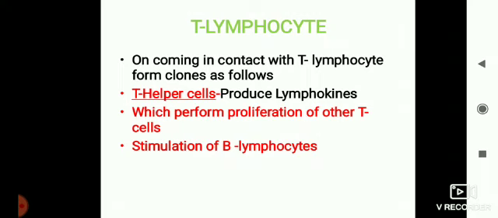If in the examination the question comes, write a note on T lymphocytes. They mature in the thymus gland. There are four types: T killer cells, T helper cells, T memory cells, T suppressor cells. T helper cells help in production of cytokines like lymphokines. Then they perform proliferation, meaning spreading of the T cells, and stimulation of B lymphocytes. B lymphocytes will produce antibodies.